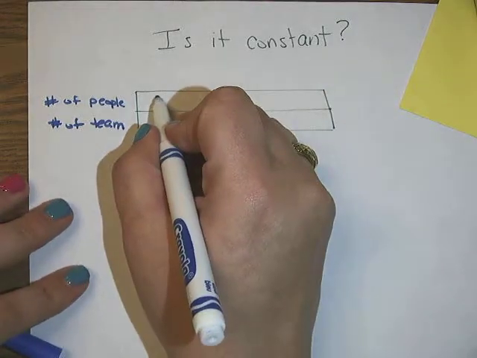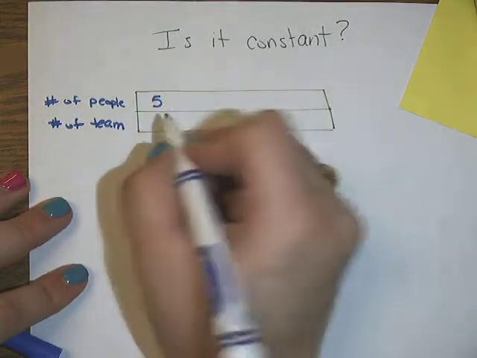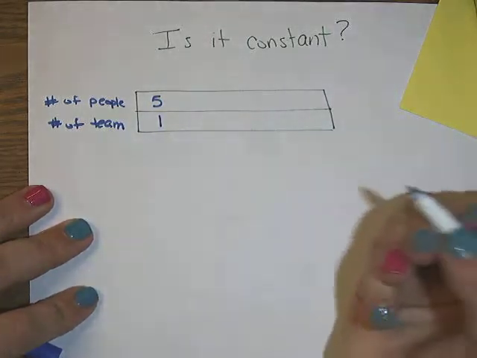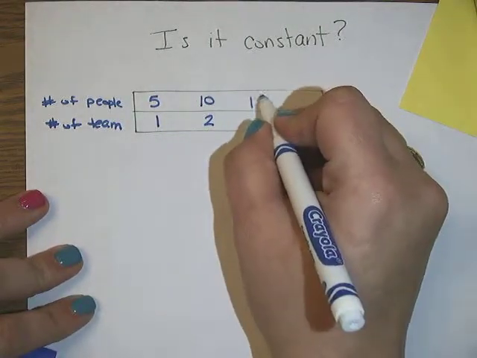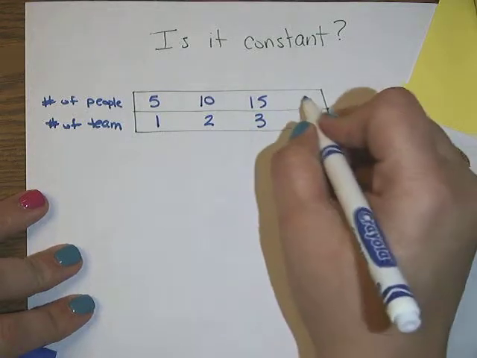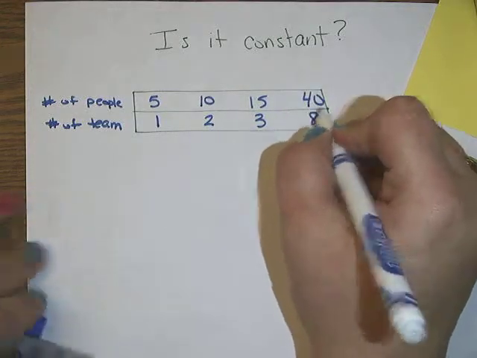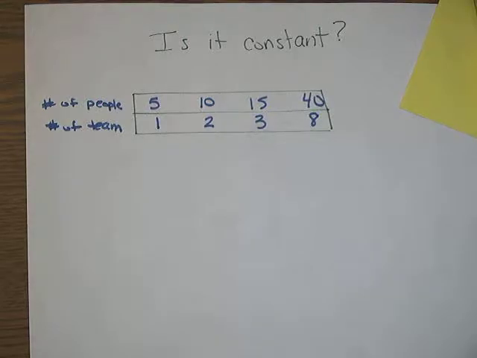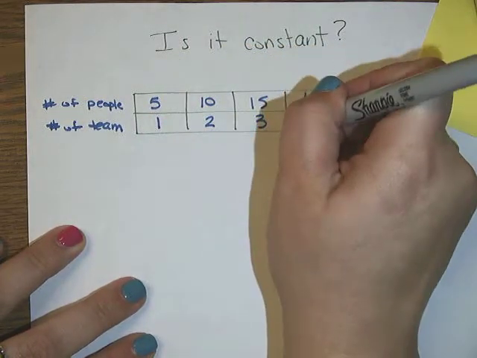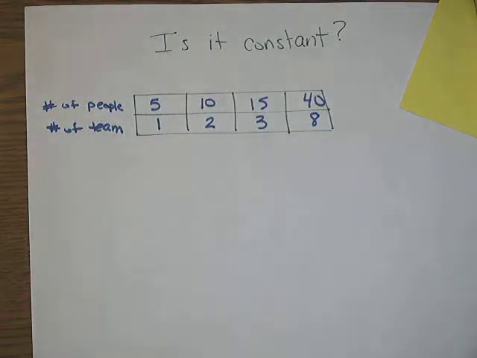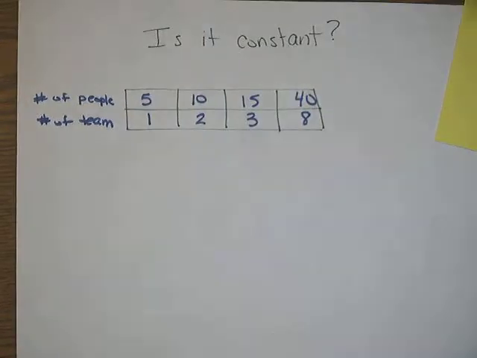So, if this was basketball, let's say I have 5 people. I can have 1 team. 10 people would be 2 teams. 15 would be 3. And then I jump all over here and say 40 is 8. Okay? This is just a table. So we're going to use it to decide, is it constant, is it proportional, is it linear?